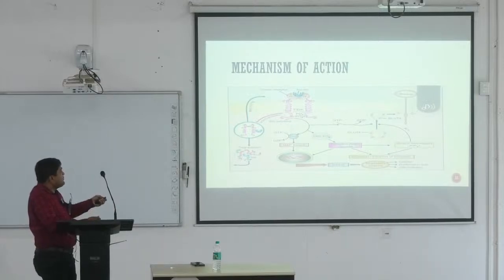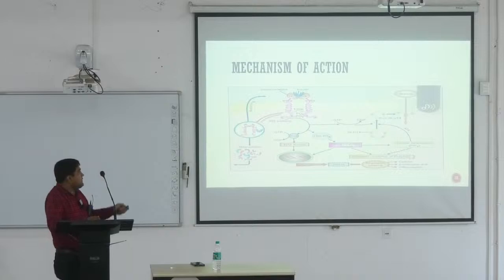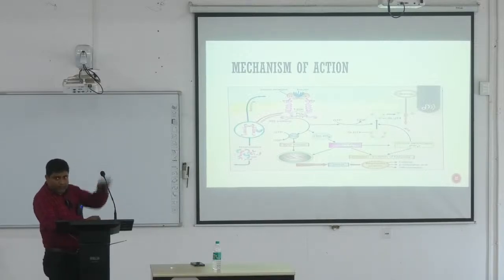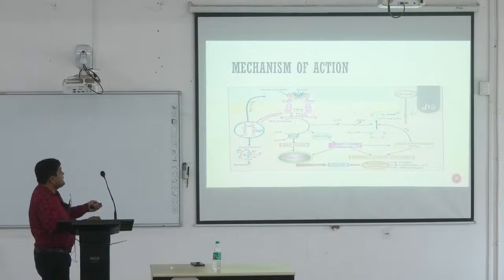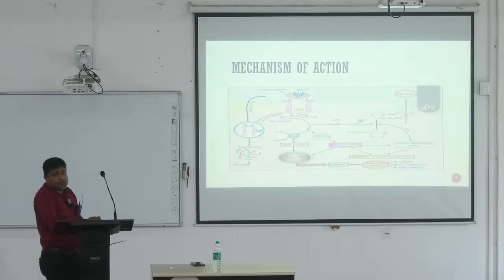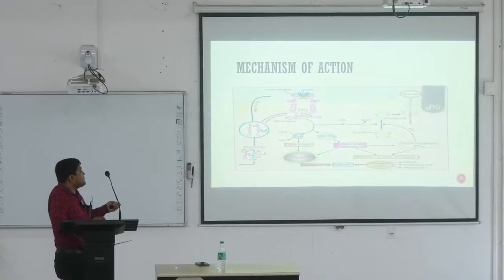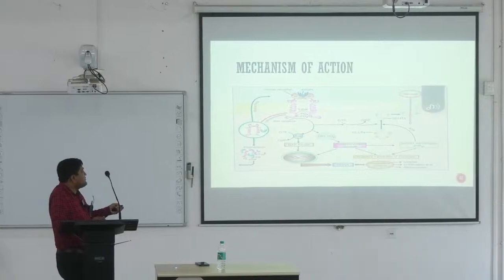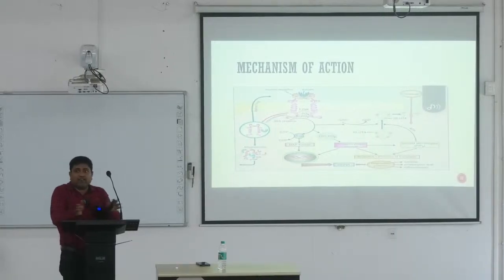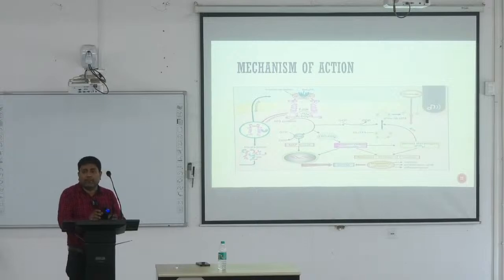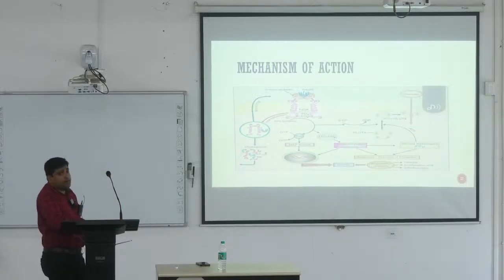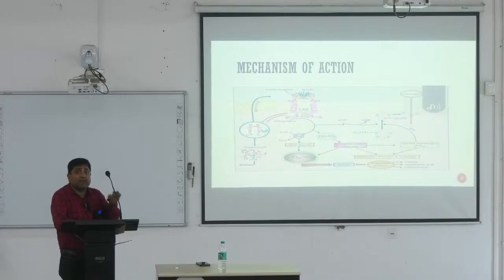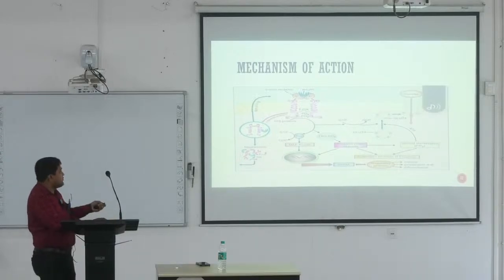Now what happens when insulin binds with the alpha subunit? The receptor is internalized. There is phosphorylation of the tyrosine residues at the beta subunit terminal. Now this exposes the catalytic site, causing phosphorylation of the insulin receptor substrate. This phosphorylation causes a cascade of phosphorylation and dephosphorylation, causing stimulation and inhibition of several metabolic enzymes for the action of insulin.